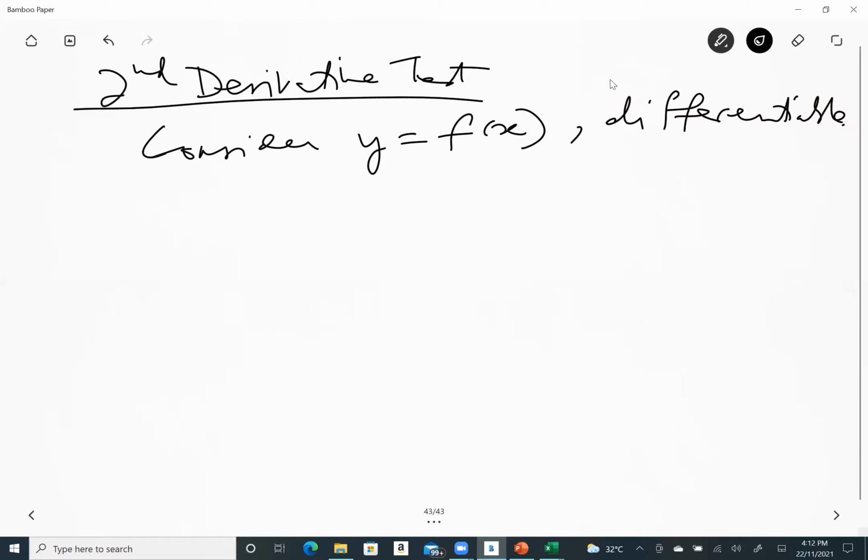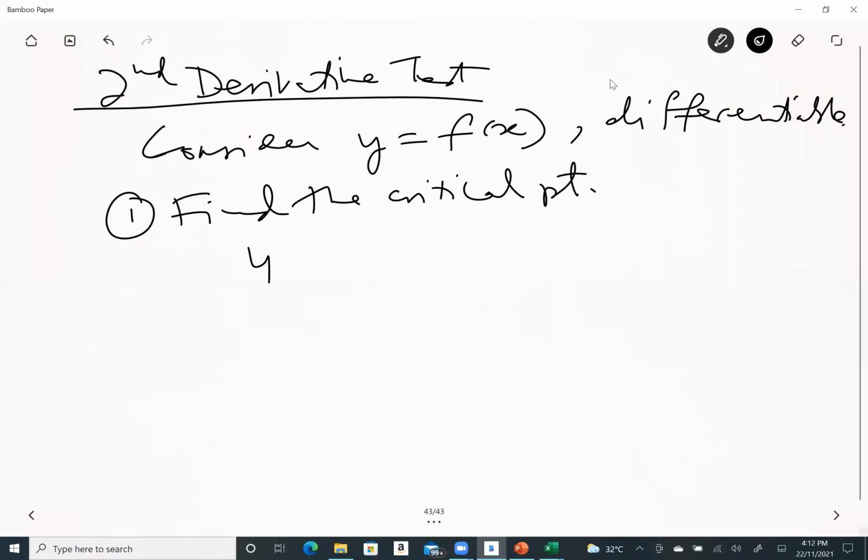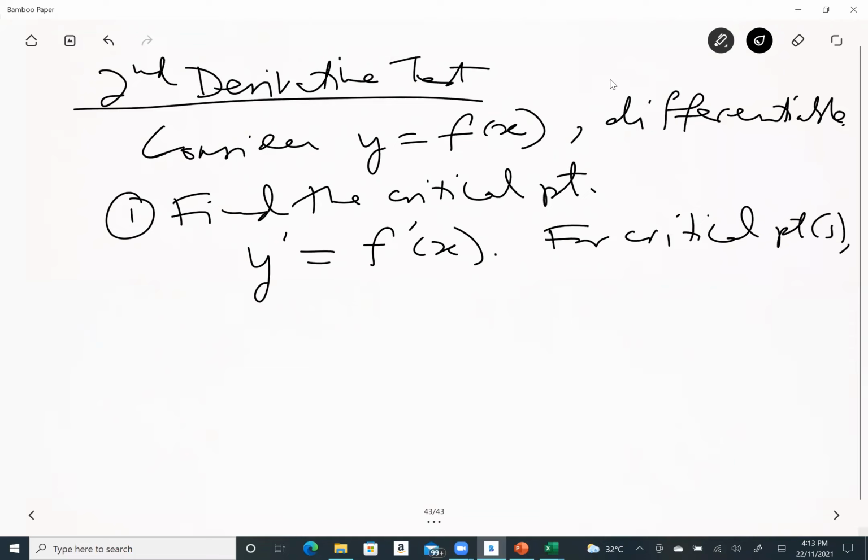Now these are the process. Number 1, we find the critical point. Okay, that's first step. What you do, you take the first derivative, y prime equal to f prime of x. And we know for critical point, okay, for critical point or points, what is the condition on the derivative? Y prime equal to 0.